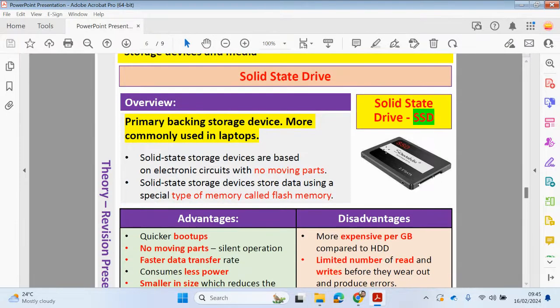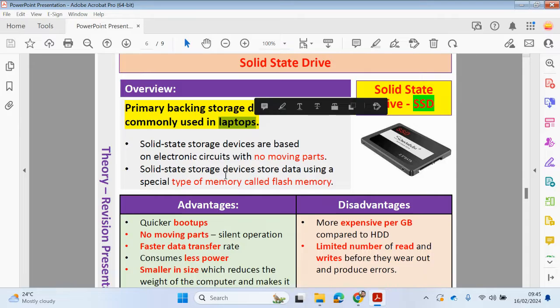This solid state drive can also be the main backing storage device in your computer, and due to its compact size, it is most commonly used inside laptops. Solid state storage devices are based on electronic circuits with no moving parts. They store data using a special type of memory called flash memory.